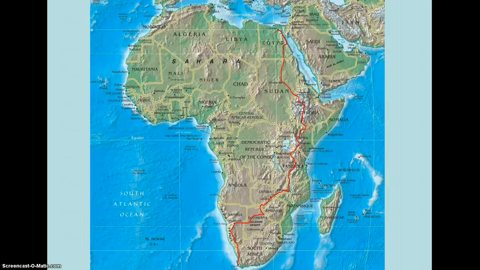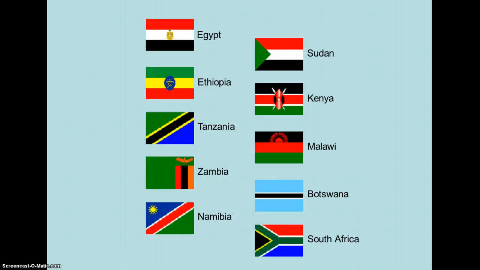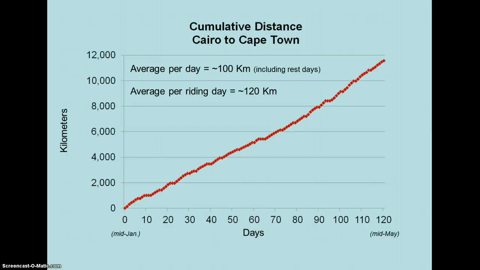You'll see we went through some deserts and some mountains, and here are the 10 countries that are listed. This chart shows the cumulative distance that we went. We went about 12,000 kilometers. The y-axis is in kilometers, the x-axis is in days. So you see we started in mid-January, and about 120 days later we ended, and that was 12,000 kilometers later.